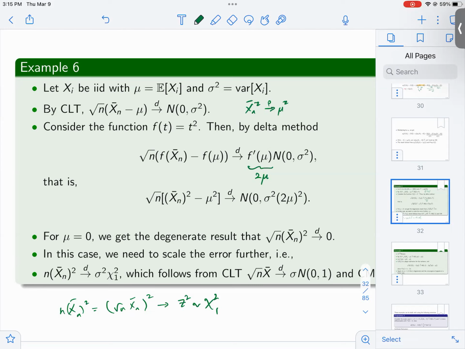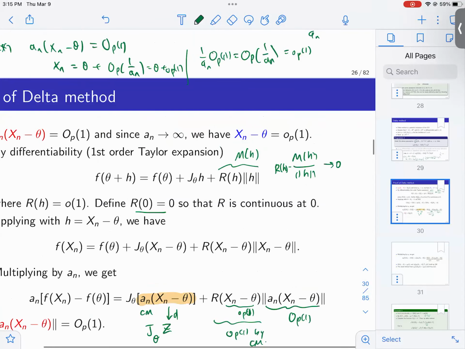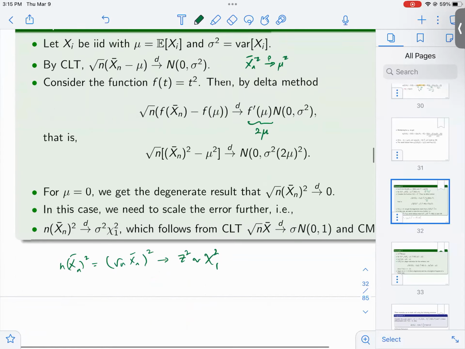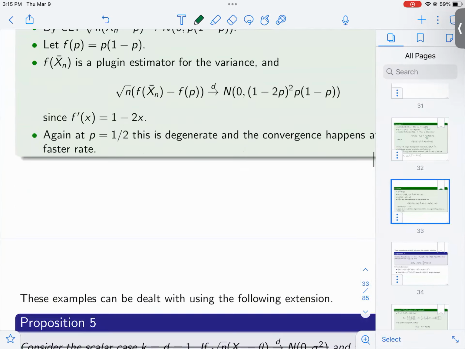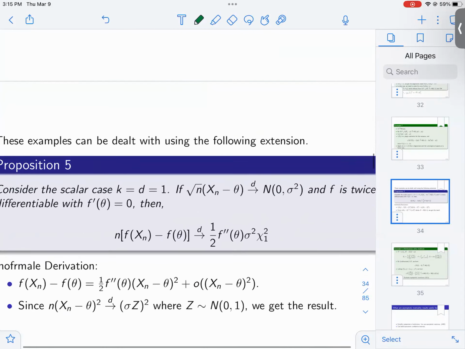If you want to apply the delta method in these cases, this suggests that the first order Taylor expansion is not going to work because the term is going to vanish. So you do the second order Taylor expansion. You can upgrade the delta method: really the second derivative is going to come in, and you can prove this result by a delta method, which we have here. Yeah, some sort of result like this.